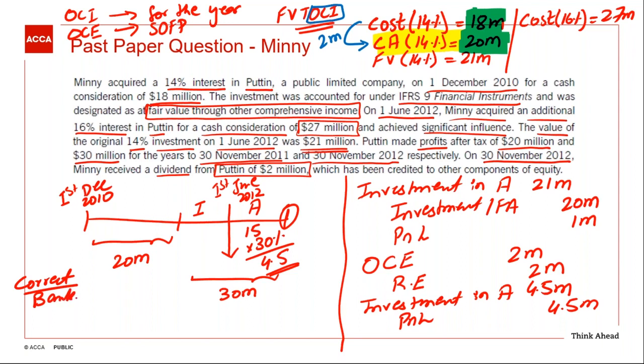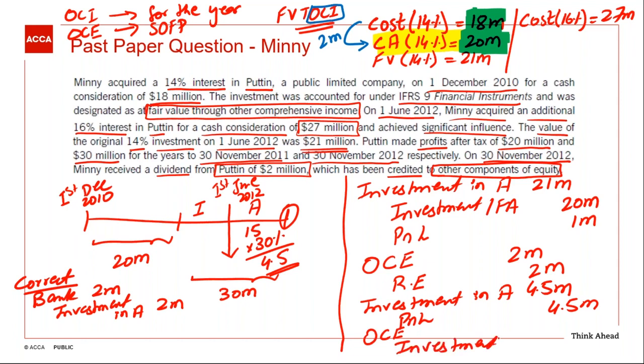The correct entry is the bank debit by 2 million and the investment in associate credit by 2 million. This is the correct entry that we need to prepare when we are talking about the dividend received from the associate. But the question says which has been credited to other components of equity. We have credited it to the other components of equity, which is an incorrect entry. So we should be debiting other components of equity, and we should be crediting the investment in associate to correct this mistake of the question.